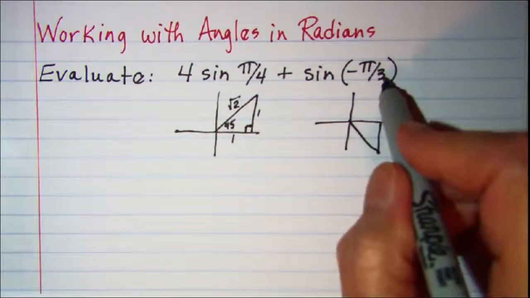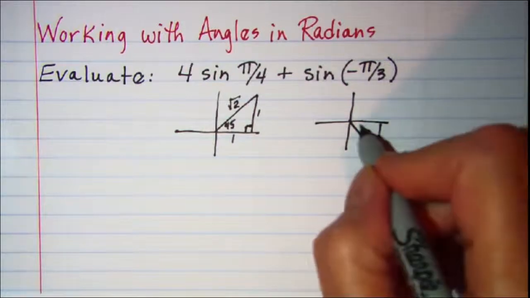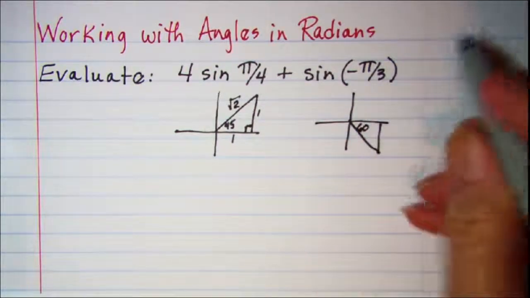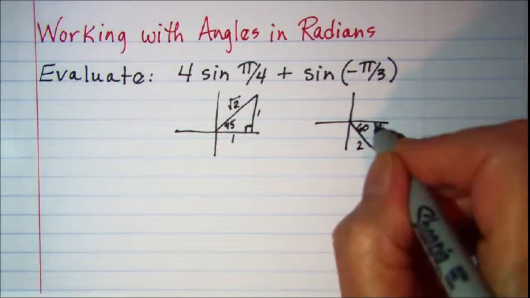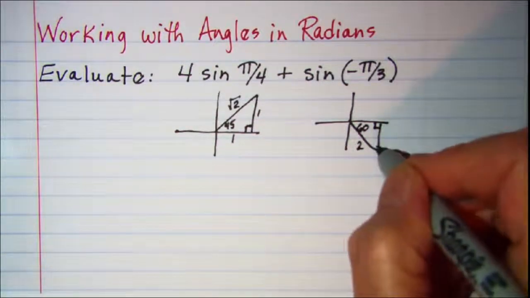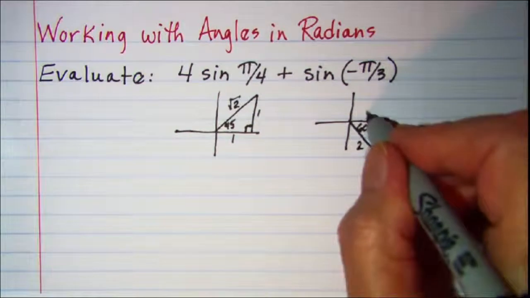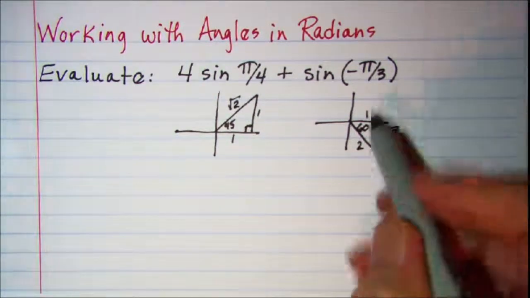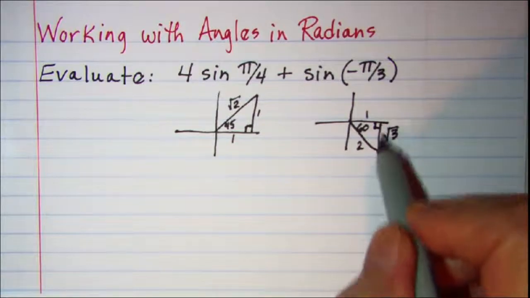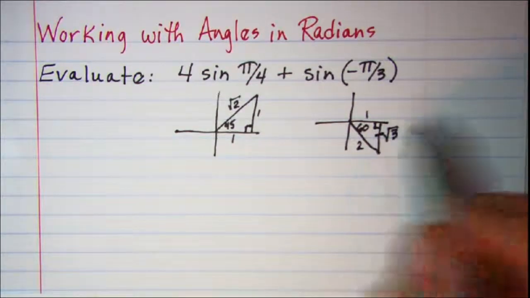Pi over 3 is the same as a 60-degree reference angle. And so I can put my 2 on the hypotenuse. And this angle is 30, so this side will be a 1, and then this side will be a root 3. Now we need a negative on this side that's below the x-axis.